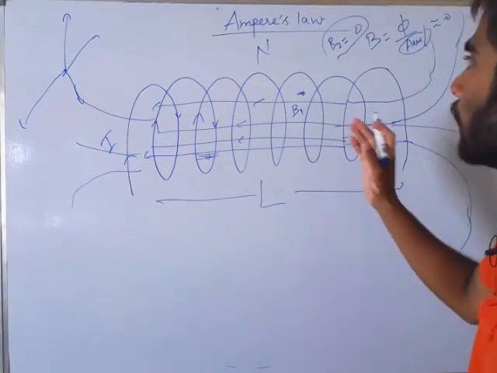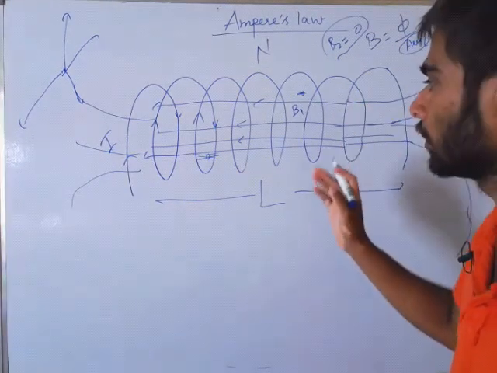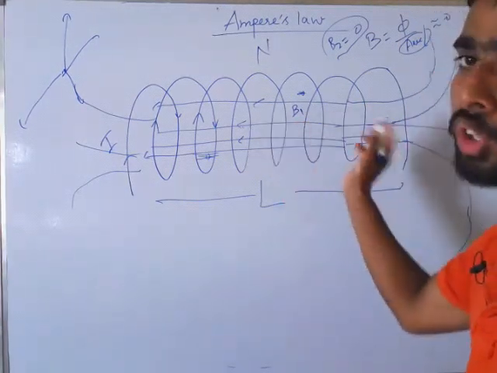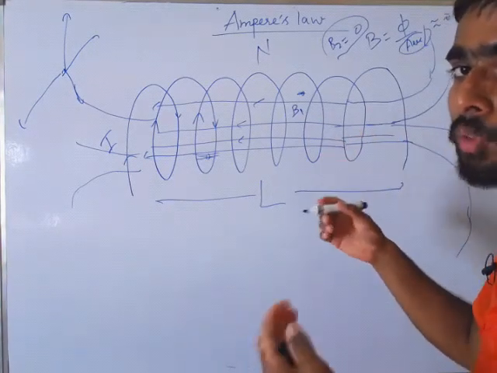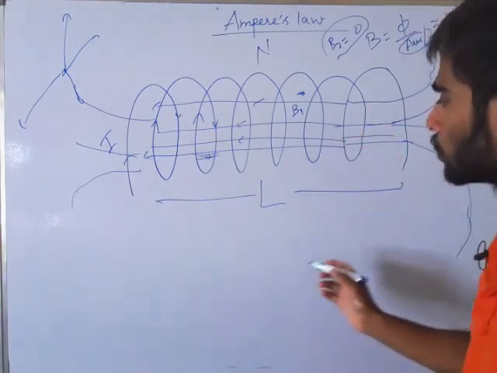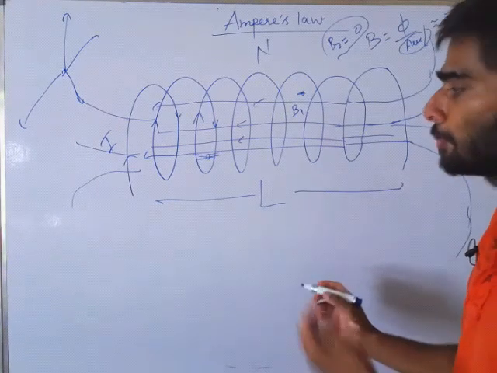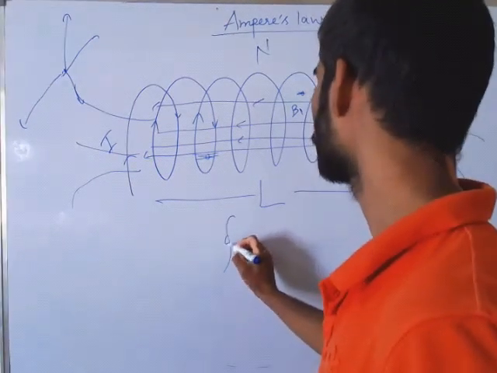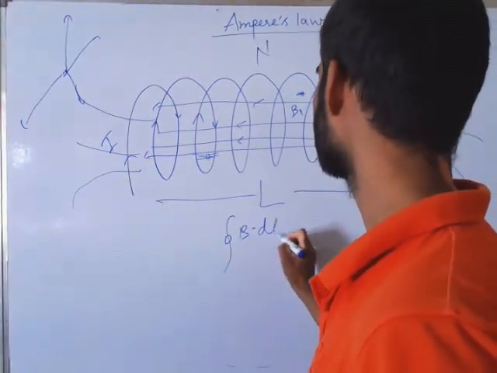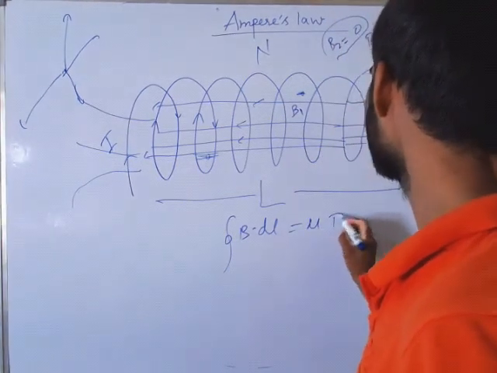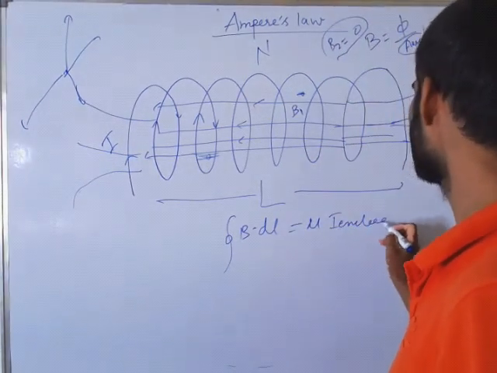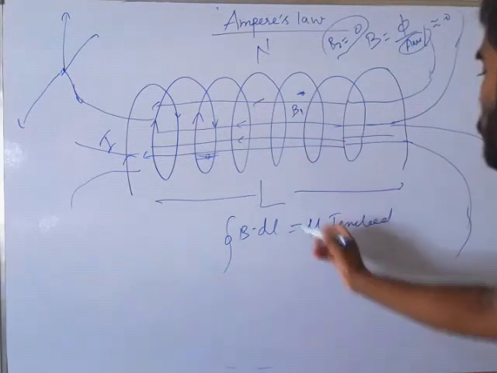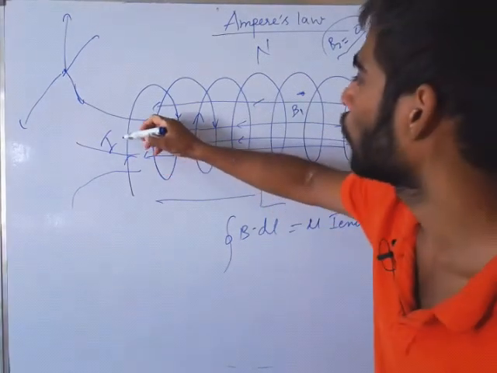Now we will apply Ampere's law to calculate the magnetic field inside the solenoid. Outside is 0. We are required to calculate inside. Okay, so we will perform the Ampere's law. Using Ampere's law, what we know is that the closed loop integral of B dot dl is equal to mu times I enclosed. We know this relation.